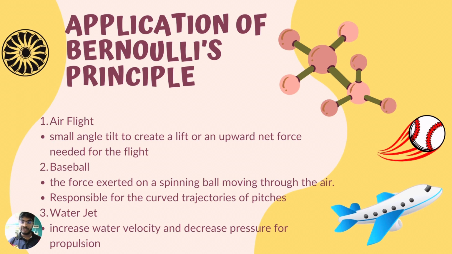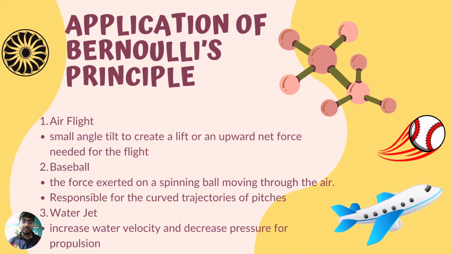This is because of differences in the pressure. Lower pressure on top: according to the Bernoulli principle, the faster moving air over the top surface of the wing results in lower pressure. Higher pressure on bottom: the slower moving air under the wing results in higher pressure.